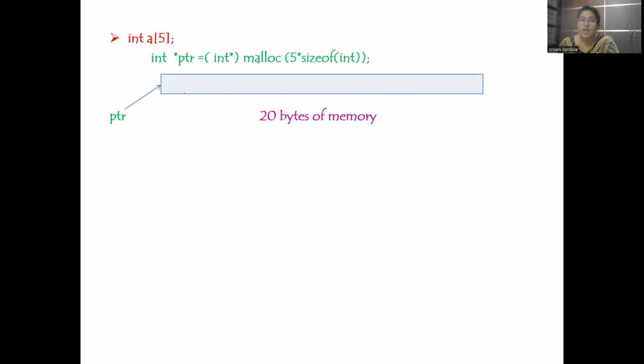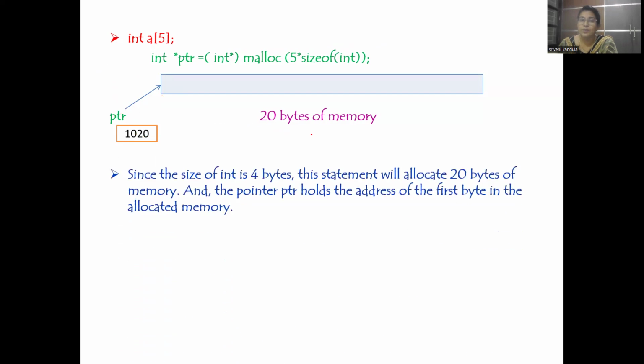Say suppose the starting address of this memory location is 1020. So then your PTR will be pointing to the starting location of this. Okay, so from 1020, 20 bytes of memory will be allocated. 1020 plus 20, 1040. So those many locations will be reserved for this particular pointer. Okay. What if I don't have these 20 bytes of memory?